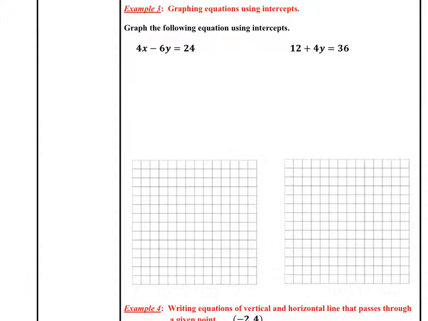It says to graph the equations using intercepts. I know that you're capable of solving this equation for y and then using it in slope-intercept form. You've done that before. But x and y intercepts are a very convenient way to graph equations because all you need to make a line is 2 points. That's it. If you have 2 points, you can make a line. So I'm going to write that up there so you don't forget.